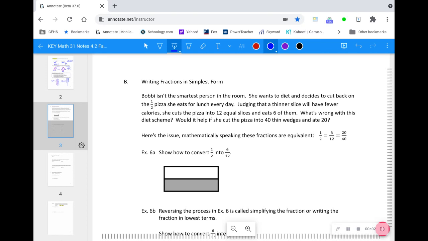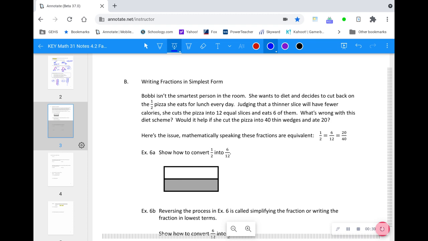Okay, welcome to the second half of the video for Notes 4.2 and Math 31. Picking up a little bit where we left off, we're going to be doing some factoring to help simplify fractions. But the first thing is to get you to understand that fractions can be written in any number of ways. The same fraction might have millions of ways of writing it.